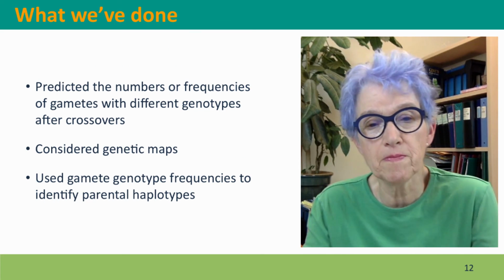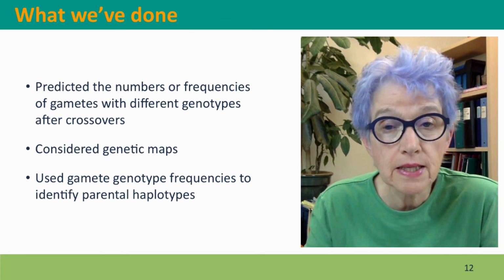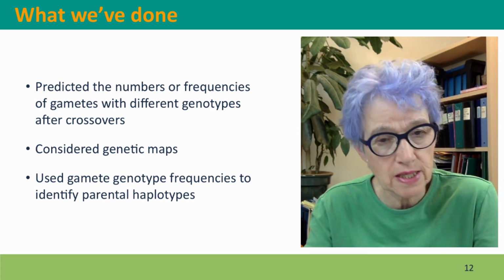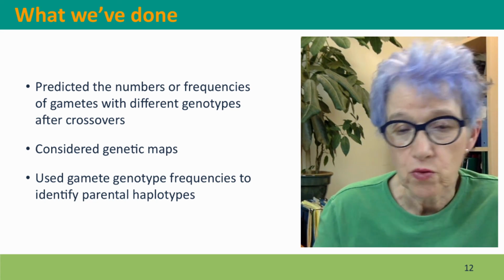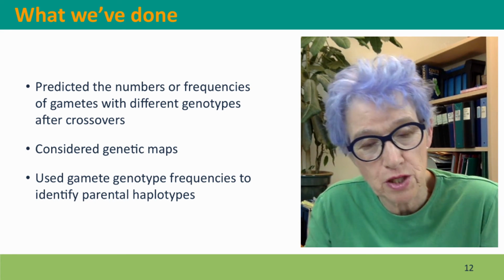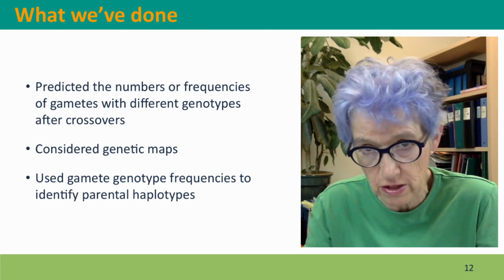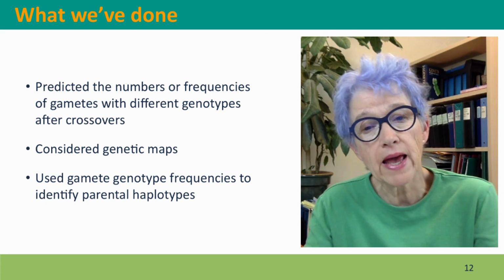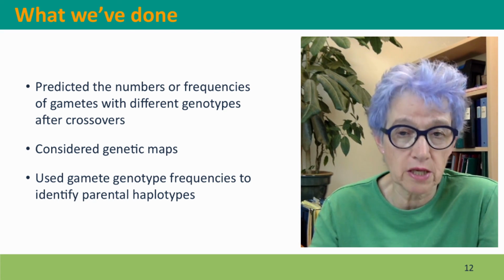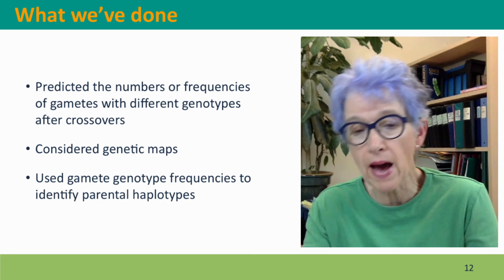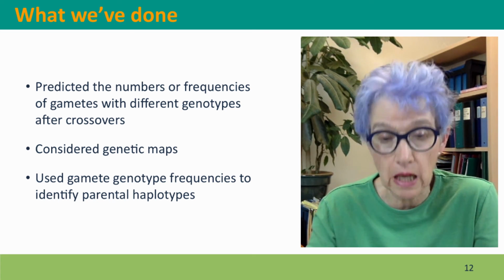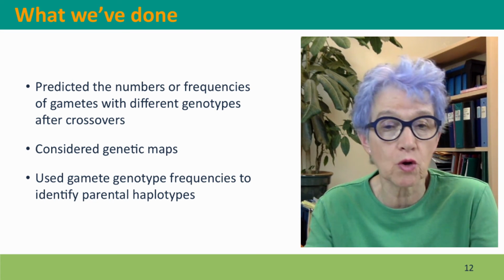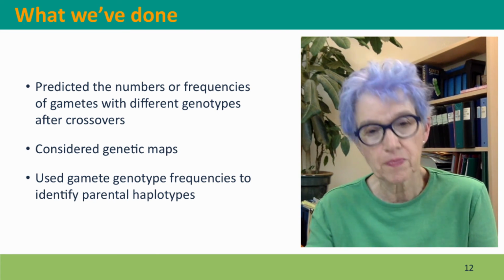So what we've done, we've practiced predicting the numbers of frequencies of gametes with different genotypes after crossovers. We've considered genetic maps as well as physical maps, what the difference is in how they're made and that they can look slightly different. And we've used gamete genotype frequencies to work backwards to infer parental haplotypes, the combinations of alleles that were on the individual homologs in the parent.